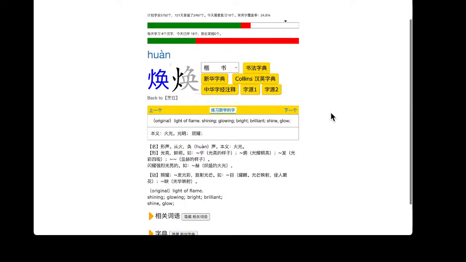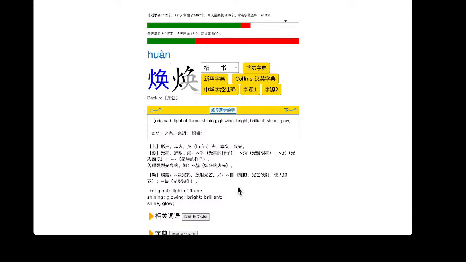Next one, 幻. Now 幻 means the light of a flame, and also means shine. Used as an adjective it means shining, glowing. Used as a verb it means shine or glow. So this is 幻.